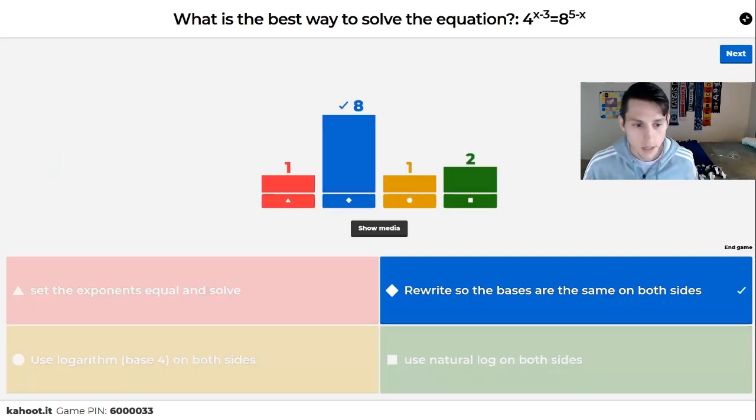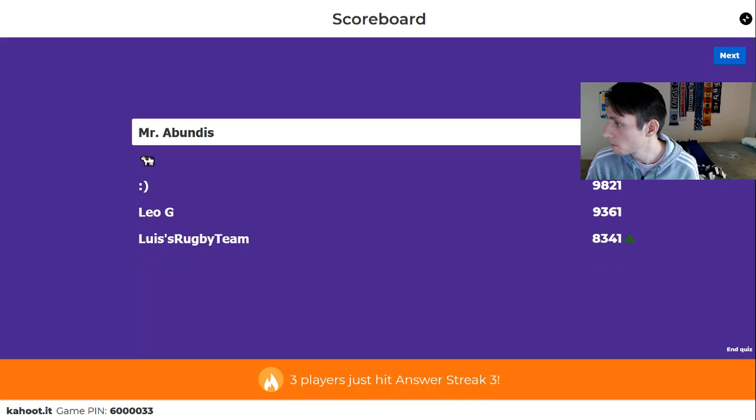Rewrite so the bases are the same on both sides. Excellent. That is the best way to go about it.